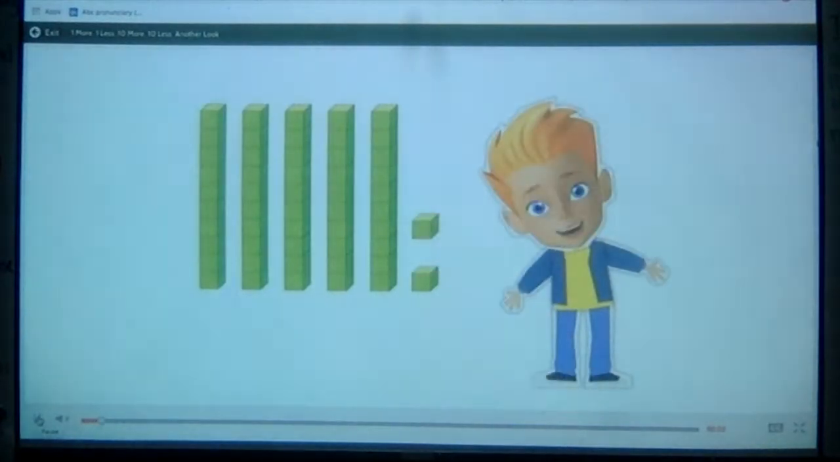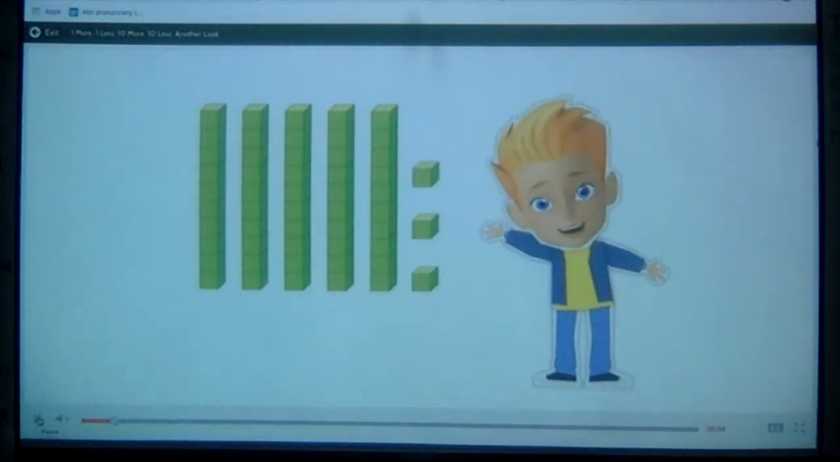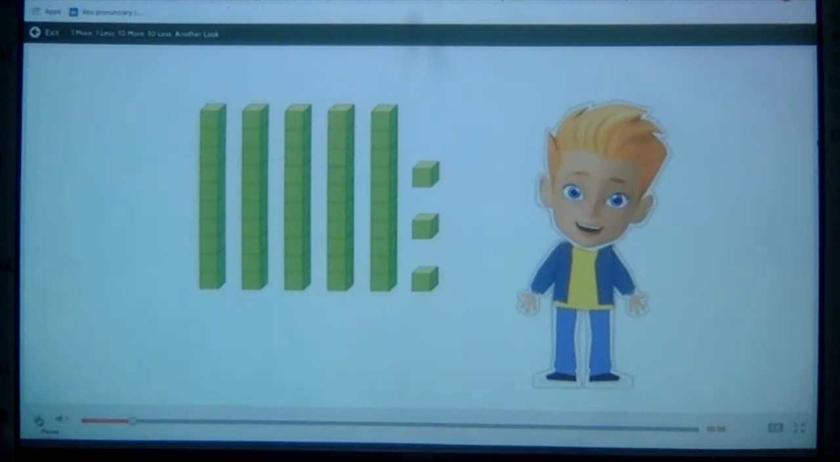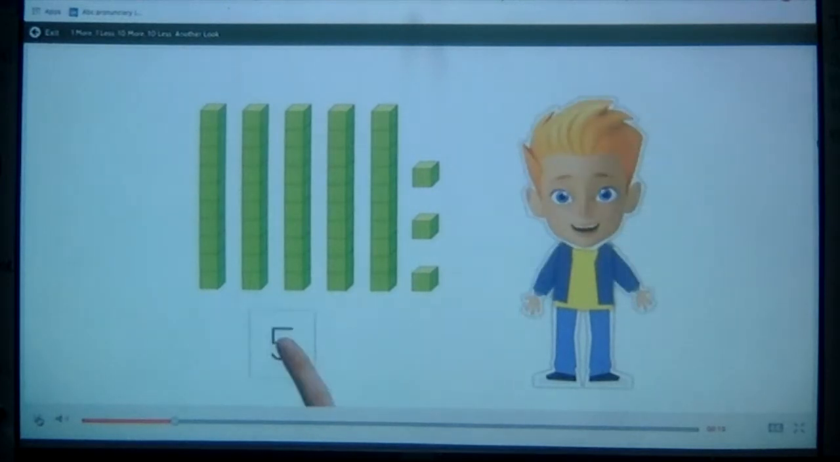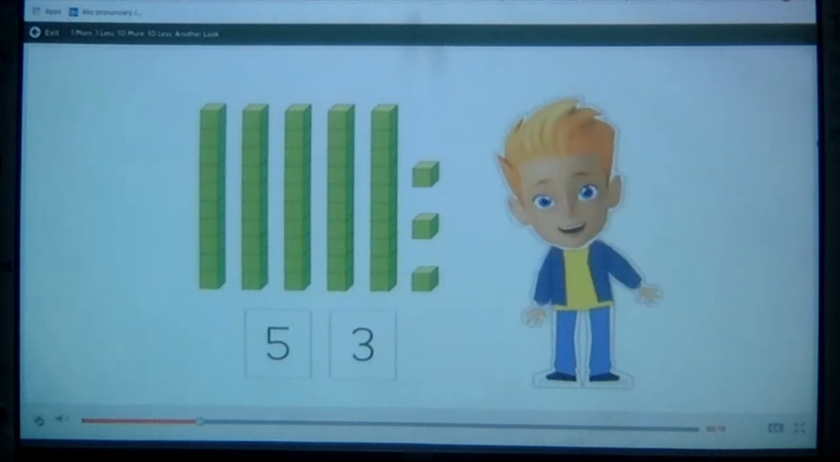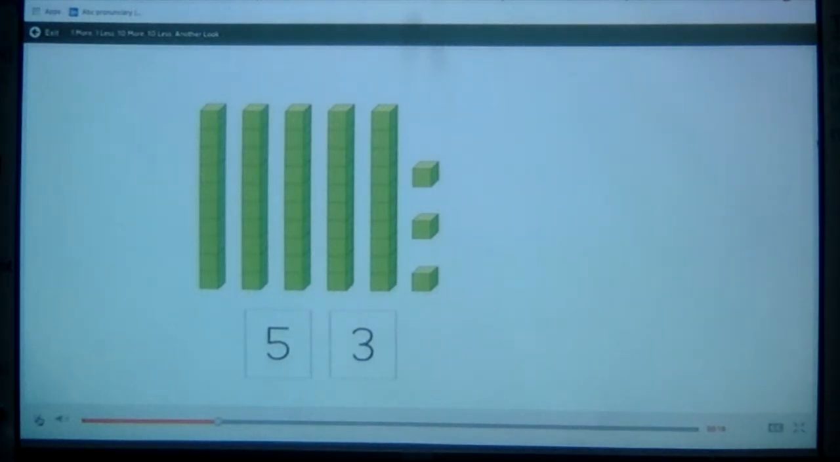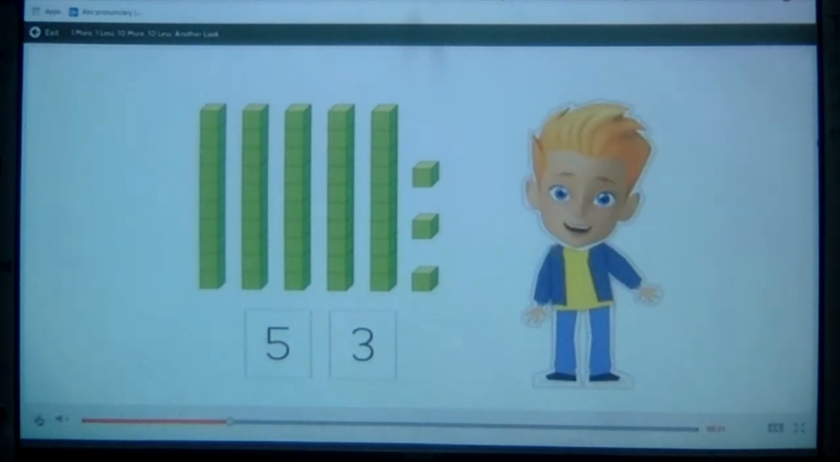51, 52, 53. Hey, what you doing? Oh, hi there, Alex. I'm counting place value blocks. How many do you have? 53. Okay, goodbye. Hang on there, Alex. We're not done yet. We're going to learn something interesting about two-digit numbers.